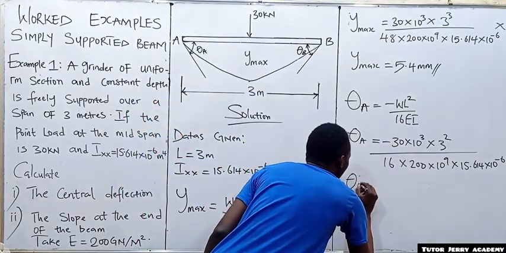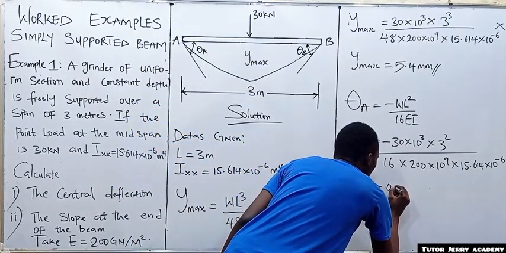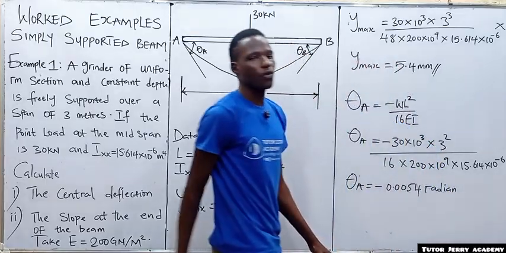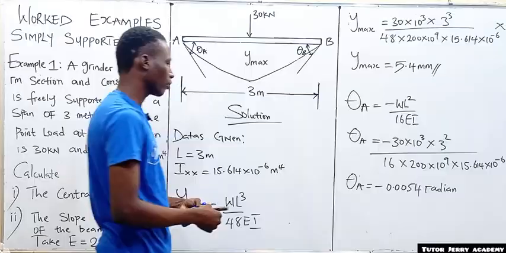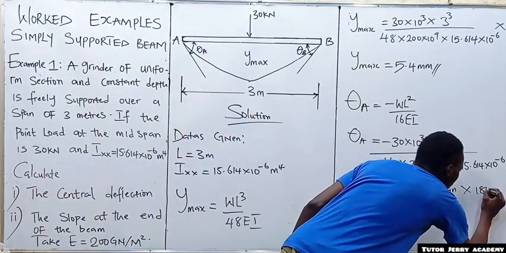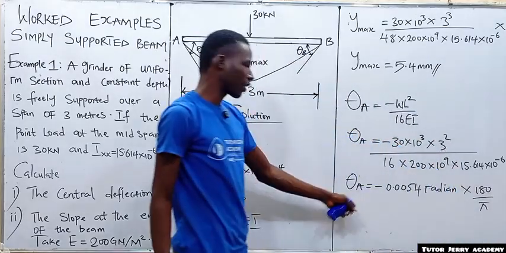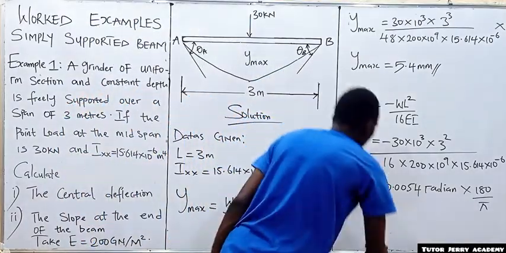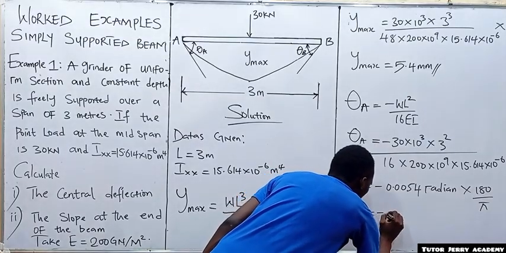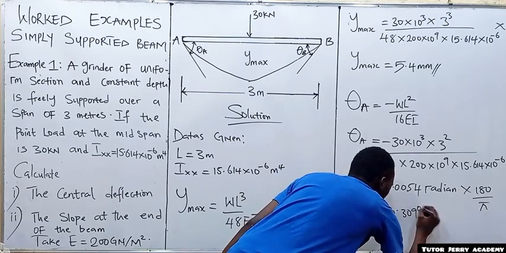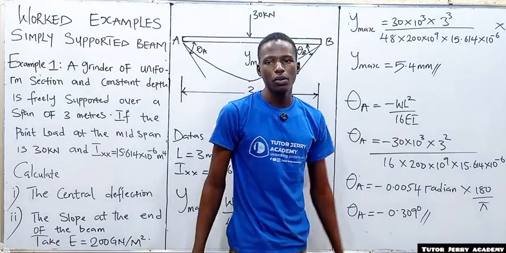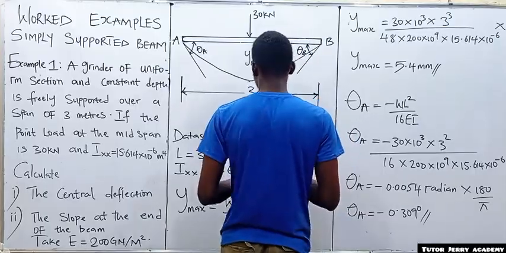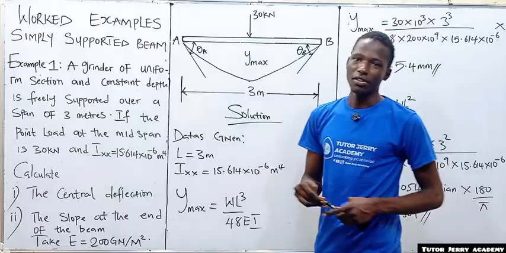So this will be minus 0.0054 radian. Now to convert from radian to degree, we multiply by 180 all over pi. So if we multiply by 180 all over pi, we are going to have our theta A to be equal to minus 0.309 degrees. So this is our value for theta A, and this is our value for maximum deflection.